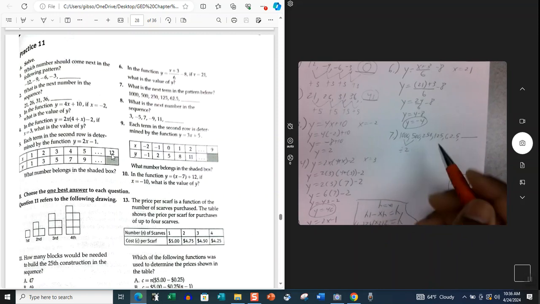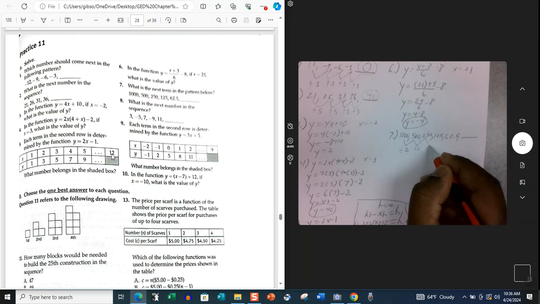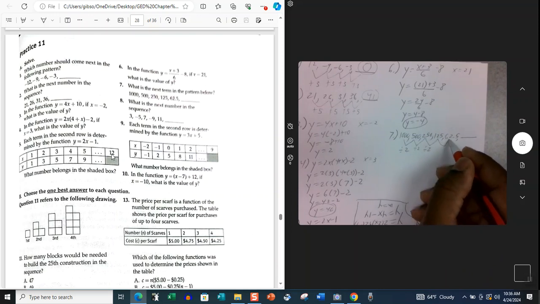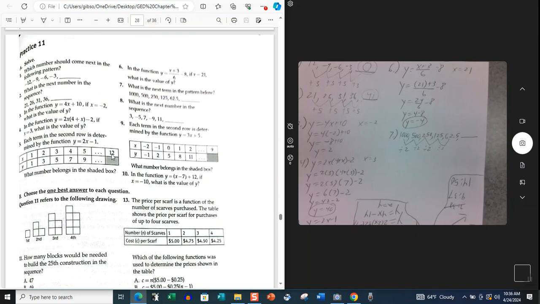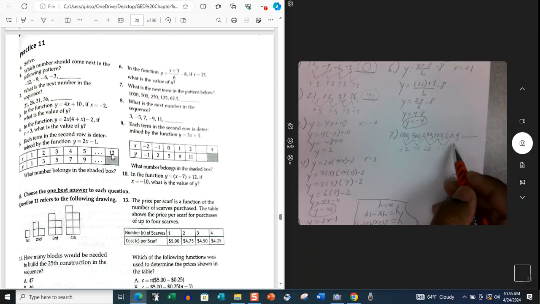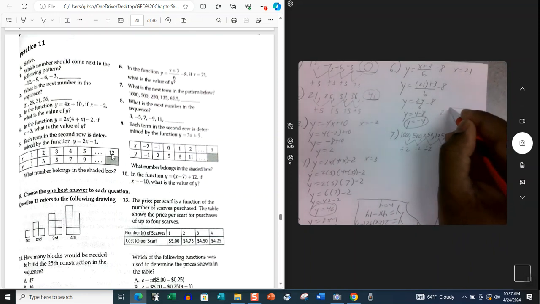1,000 divided by 2 is 500. 500 divided by 2 is 250. 250 divided by 2 is 125. 125 divided by 2 is 62.5. So now we have to do 62.5 divided by 2. Now we could go off to the side and take 2 into 62.5.